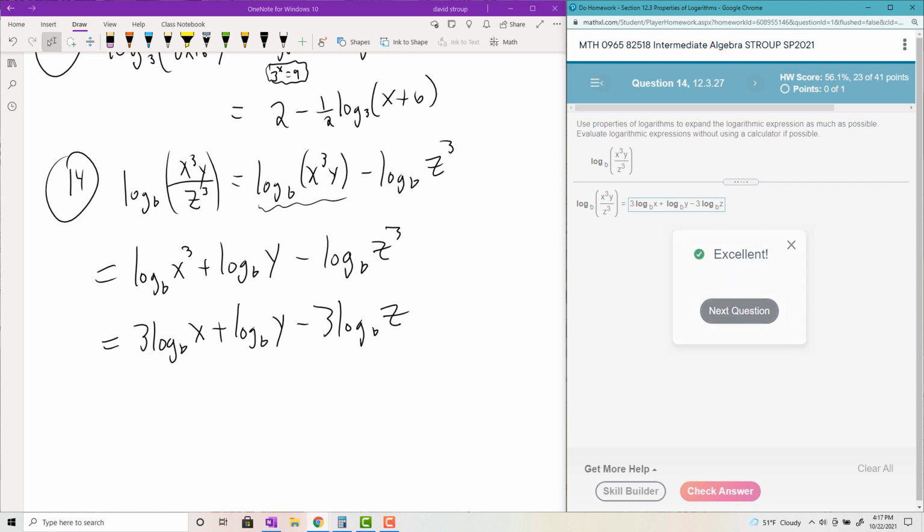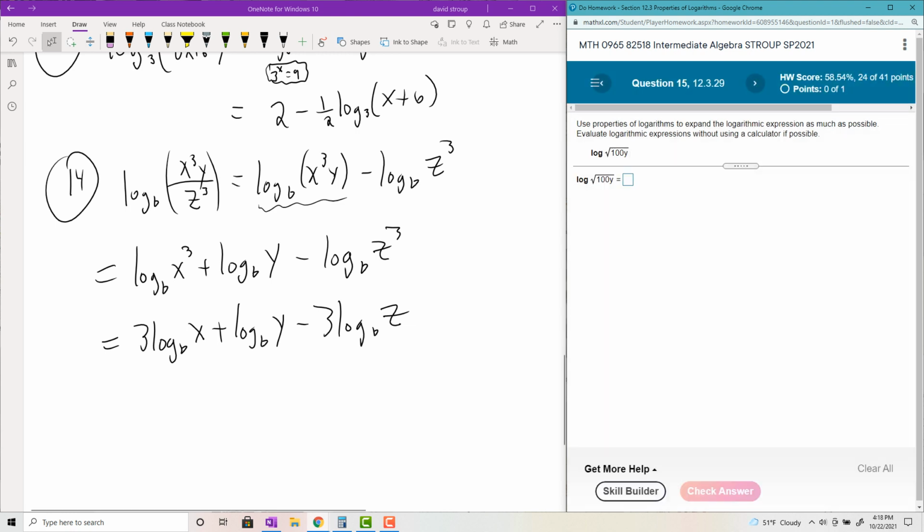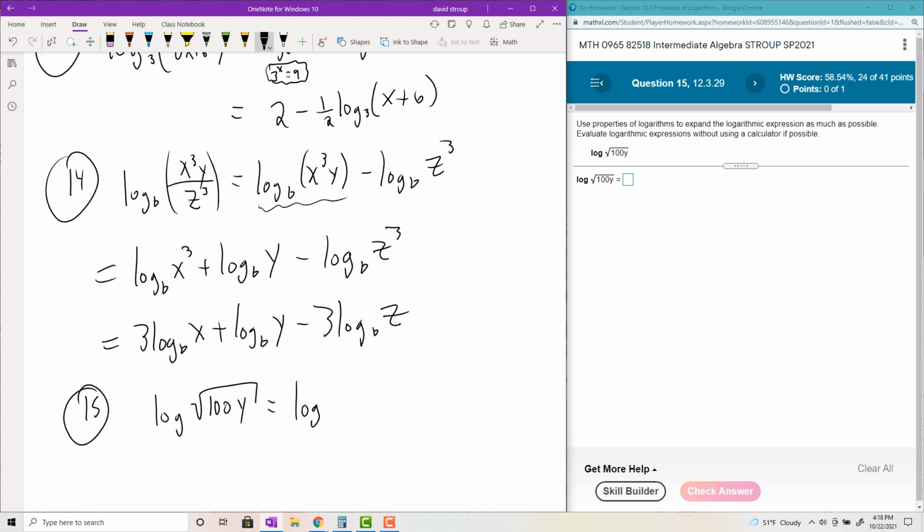Okay, so this one, what is this, number 15? So there is a product in there, but it's inside that square root. So if you take a closer look and rewrite it, you have 100y to the 1/2.